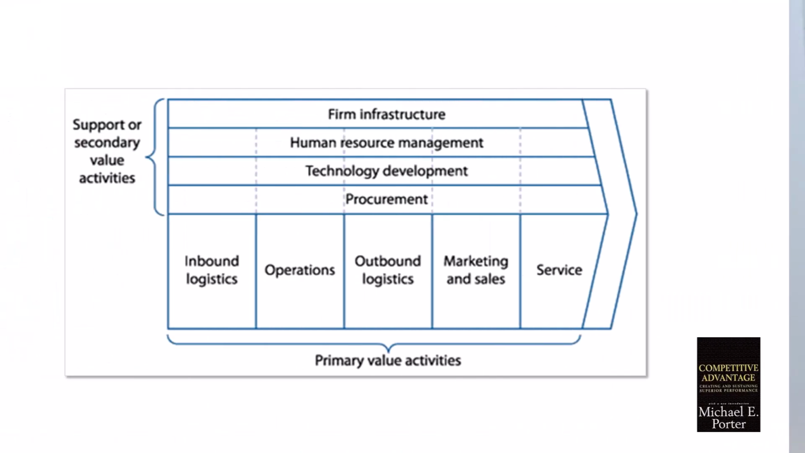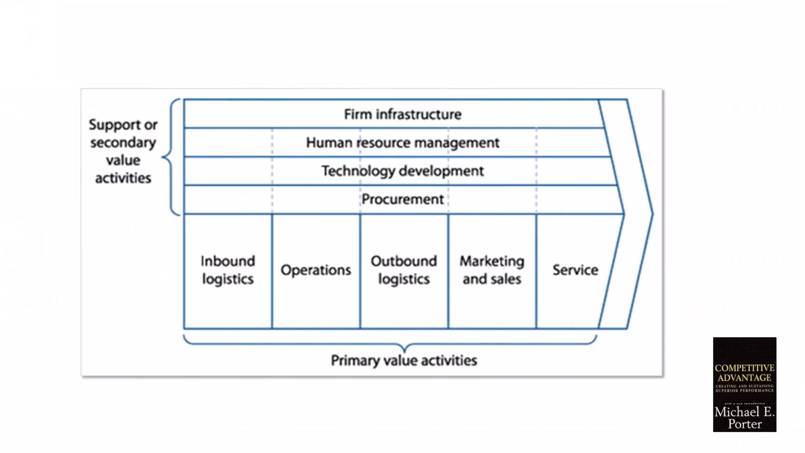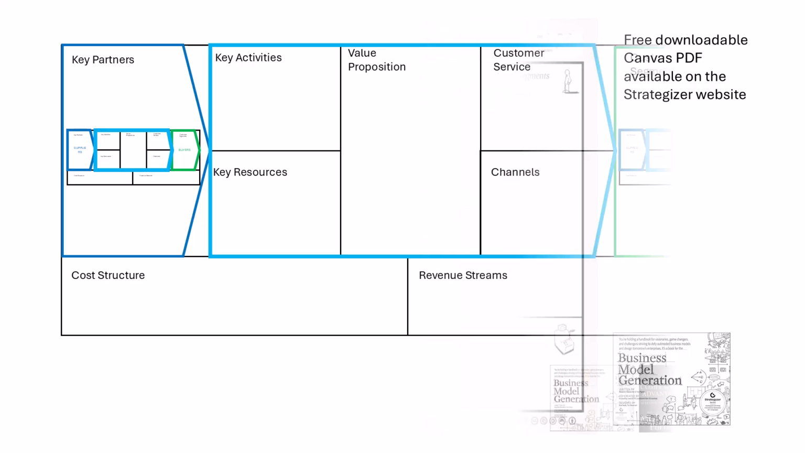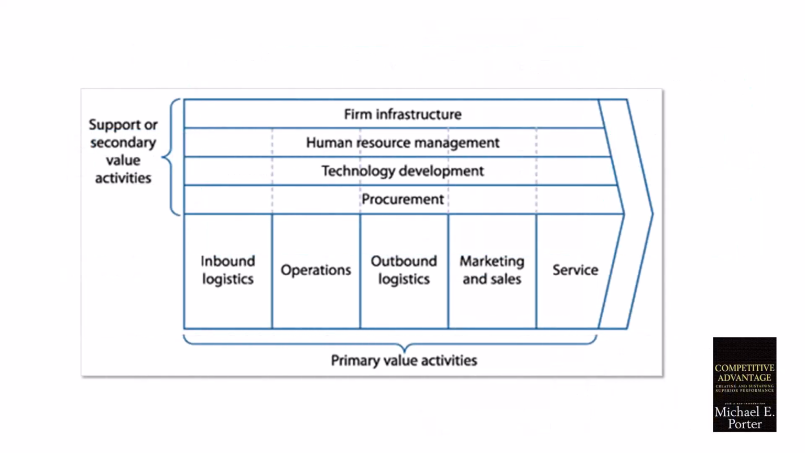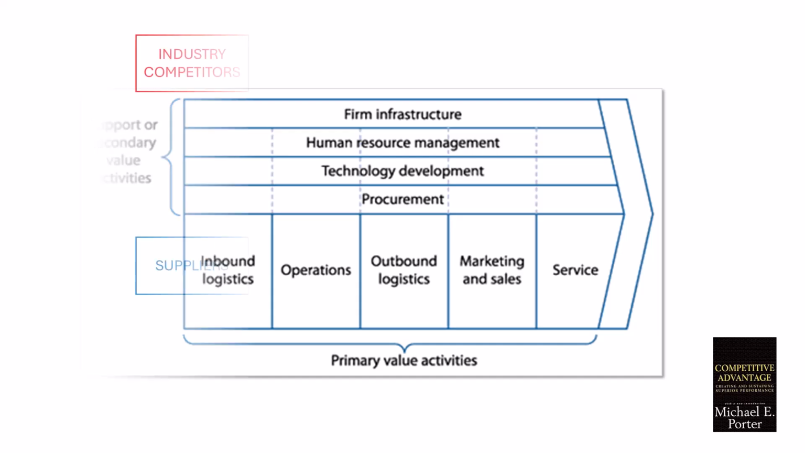To move to the next level of detail, you have 3 options to choose from. Either another tool from Michael Porter called the value chain, the business model canvas, or some combination of the 2. I'll start with Porter's value chain framework, which he published in his book Competitive Advantage in 1985. This is a follow-on to his earlier book, Competitive Strategy.